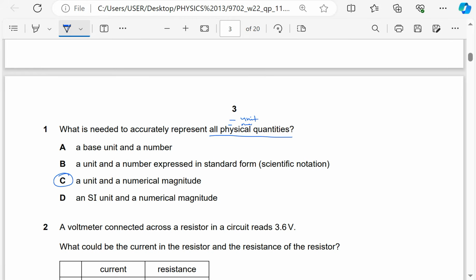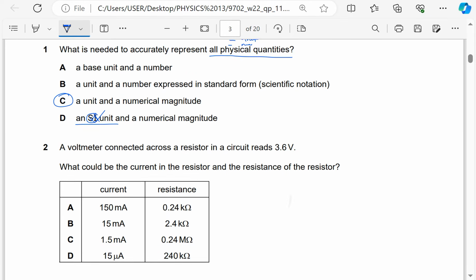Now, what makes D not correct? Some physical quantities may not be expressed in SI units. So an SI unit is not necessary for the quantity to be a physical quantity. A quantity is said to be physical because it can be measured in some way. So it has a numerical magnitude and a unit. If it can be measured in some way, then it has a unit and a numerical magnitude, and it is going to be called a physical quantity.